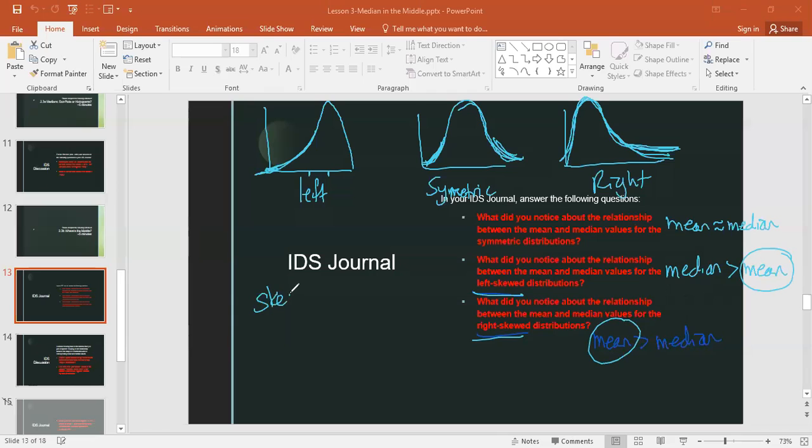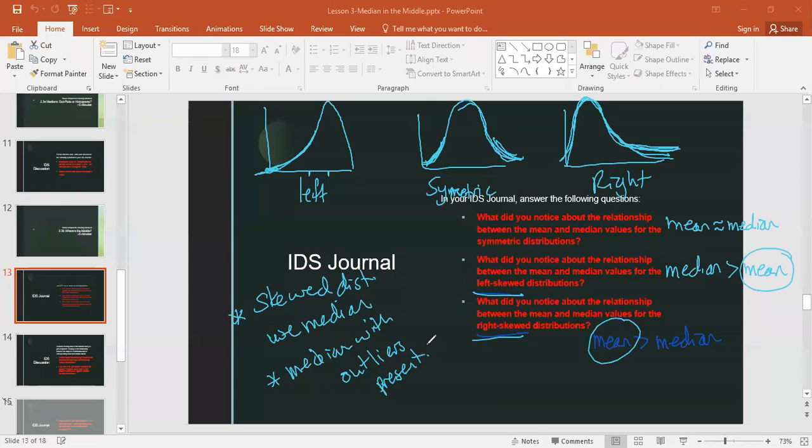So when we have skewed data, or a skewed distribution, I should say, we want to use our median because it's very different than our mean. A skewed distribution, use the median. And of course, we also talked about the fact that we want to use our median with outliers present, right? We want to make sure we're using our median when outliers are present. And that's mainly because of this discrepancy here for the skewed data, right?